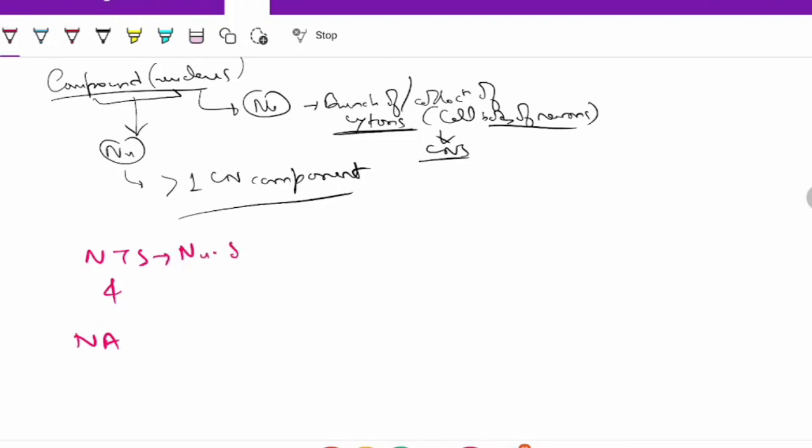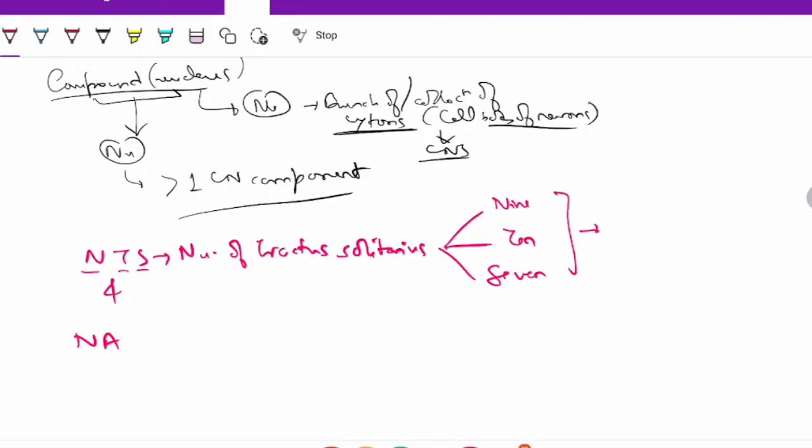NTS stands for nucleus of tractus solitarius. Three cranial nerves are associated with it. It can be easily remembered by 9TS. NTS itself is a mnemonic for the three cranial nerves, that is 9, 10 and 7. And what is the nucleus of tractus solitarius responsible for? It is responsible for taste, whereas NA stands for nucleus ambiguus.